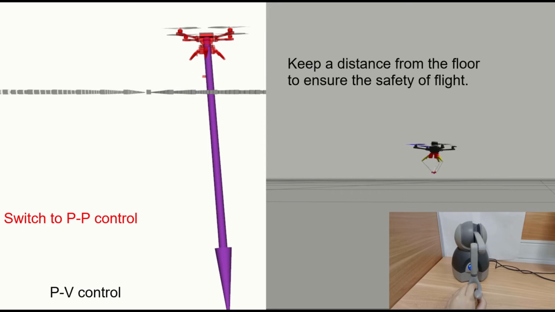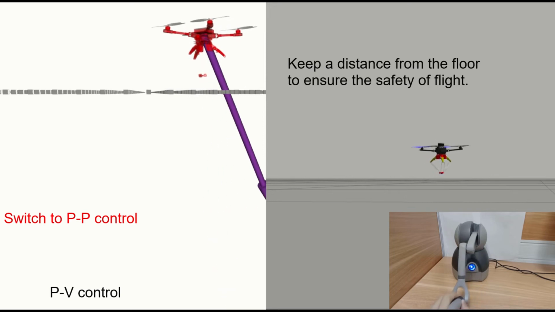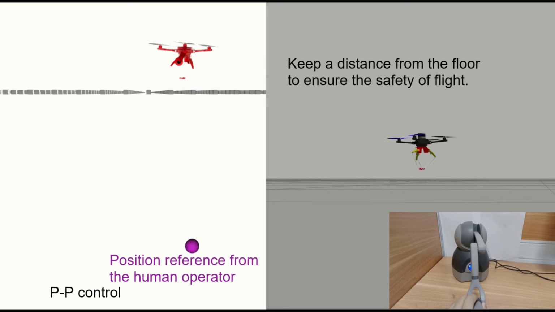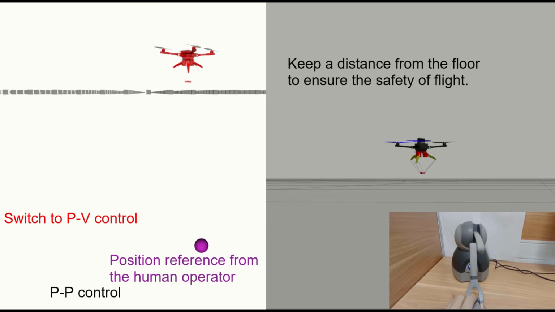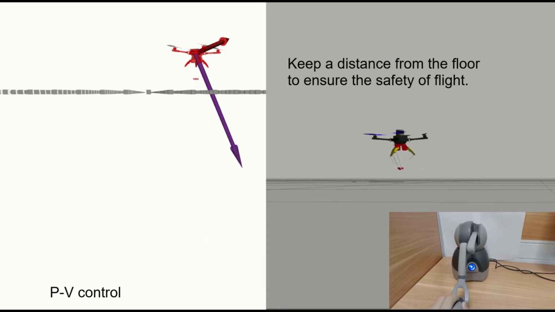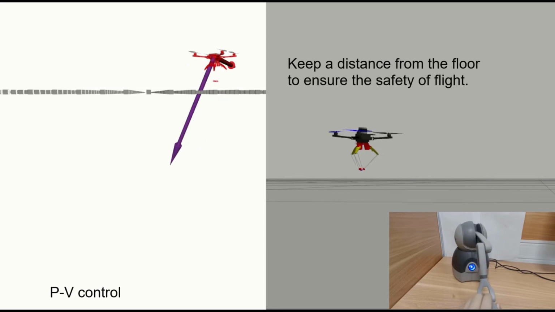As can be seen from the video, the velocity or position of the aerial manipulator does not converge to the velocity or position reference due to the existence of the floor. Furthermore, in PV and PP control, the aerial manipulator always kept a distance from the floor to ensure the safety of flight.